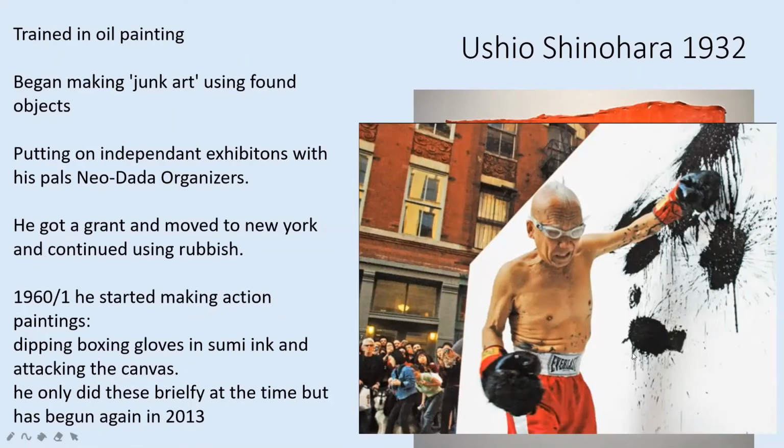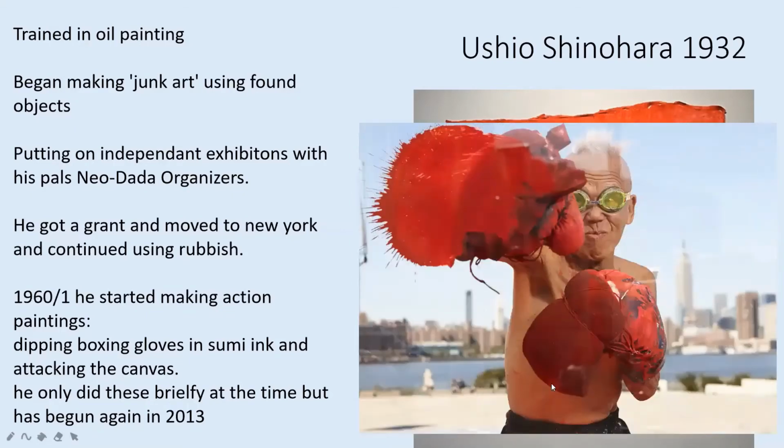What he would do is he would dip boxing gloves in sumi ink, which is the traditional ink used for ink painting, and attack the canvas. Because action painting is quite a big thing at this time, with Jackson Pollock and all this sort of stuff happening, this is him making his mark on that. He only did this briefly, and then he actually began again in 2013 because people love it. So here he is, a much older man now, doing this in 2013. So here he is, pew pew, looking really cool.